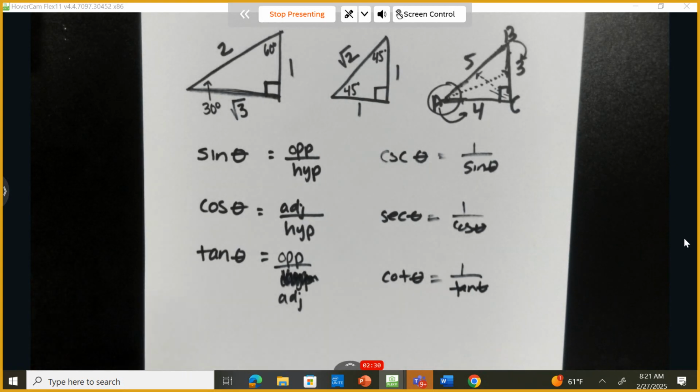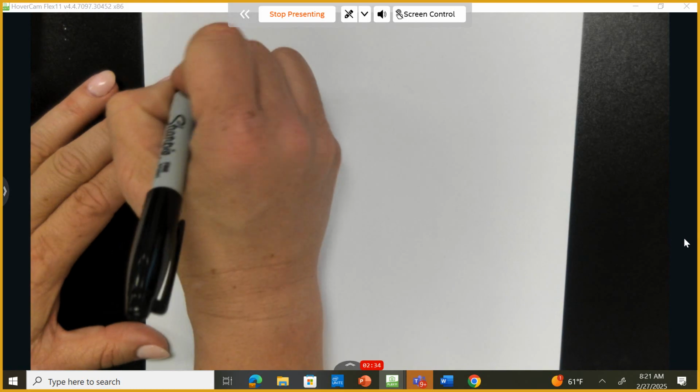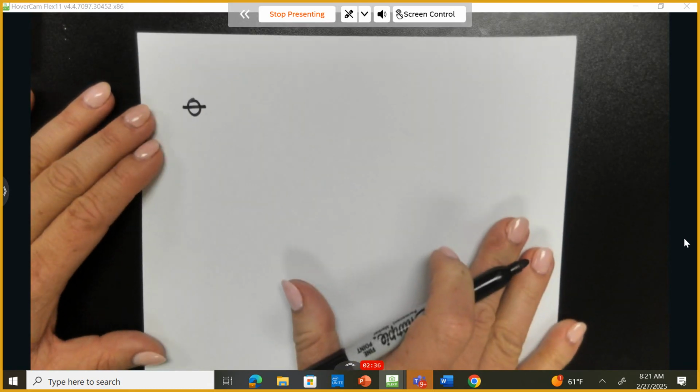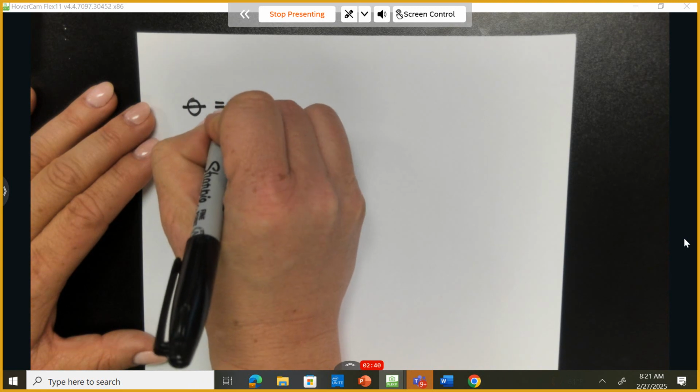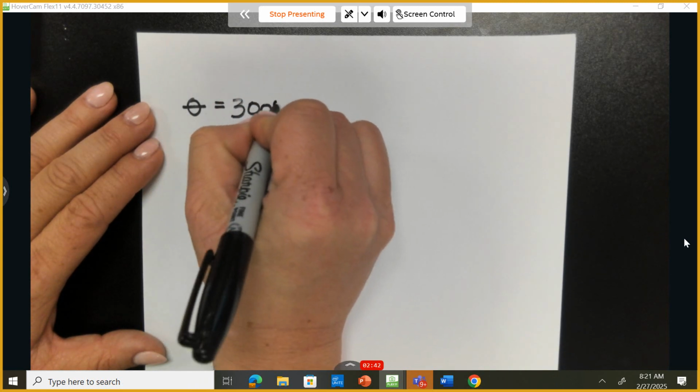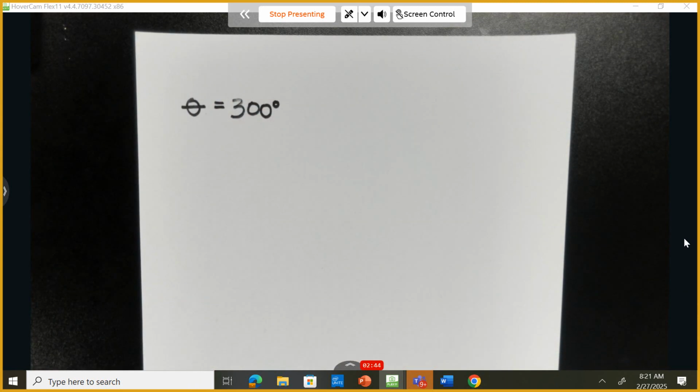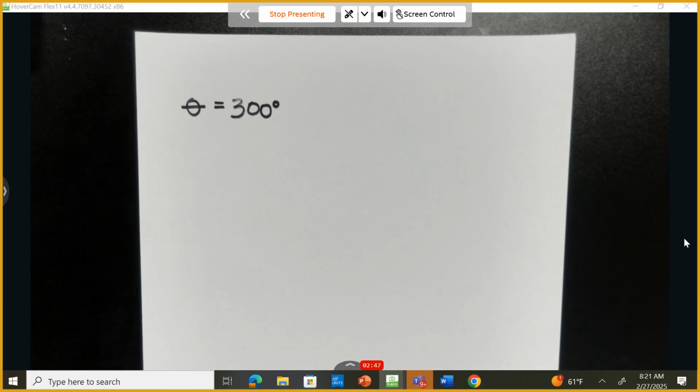We're going to get started with the first problem. In your notes, please write this down. So we are going to identify all 6 trig functions along with putting that value in proper form and making sure it has the correct sign.